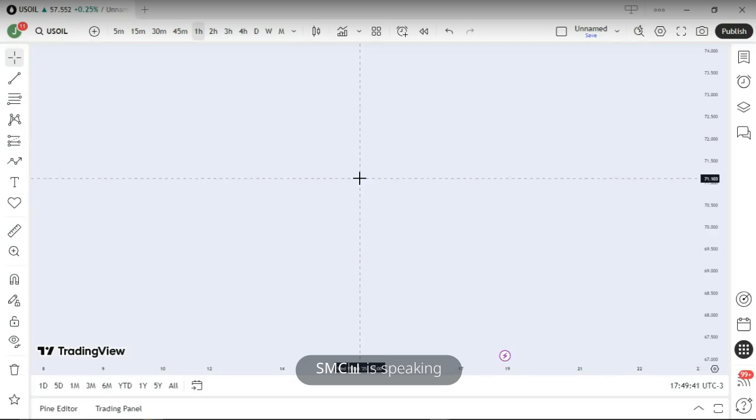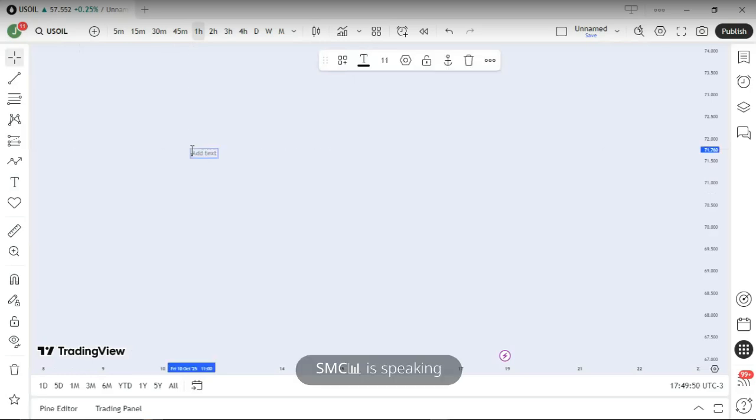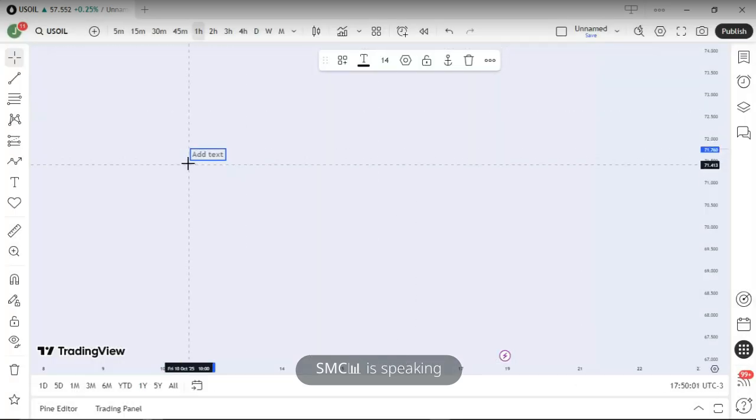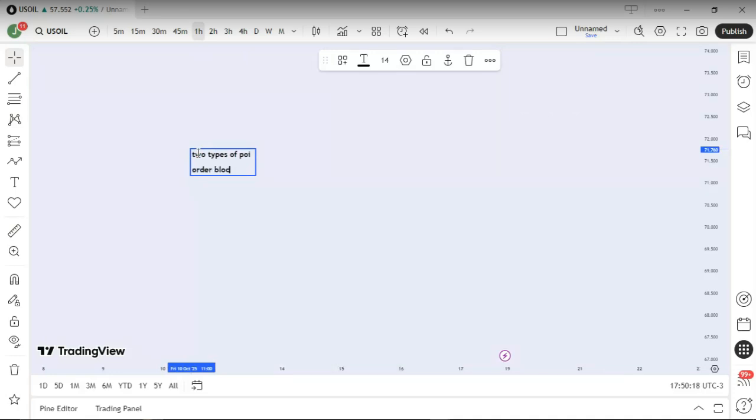But for SMC, there are two types of POI that I make use of: the order blocks and the breaker blocks. Those are the two types of POI I make use of.